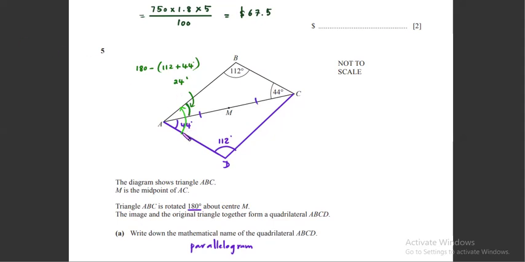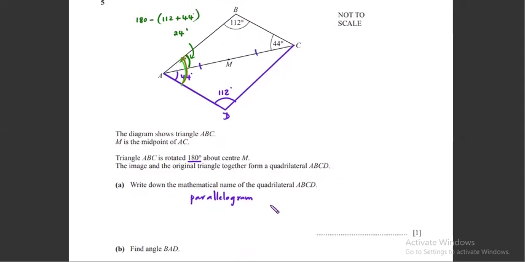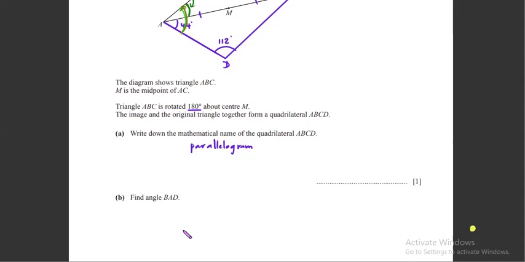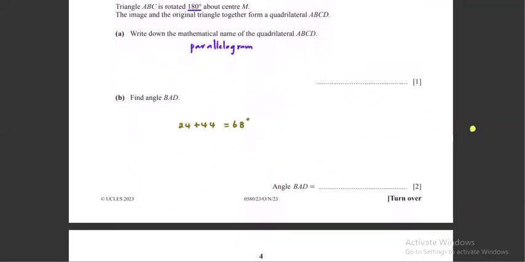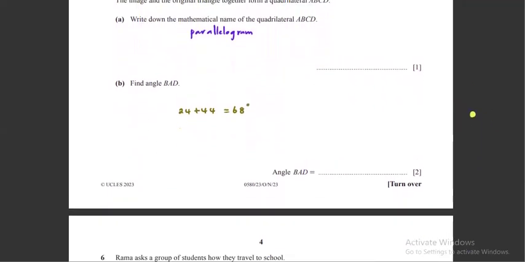We are now supposed to calculate the value of this complete angle for us to find what BAD is, which is to add this 24 and 44 together. When we add 24 and 44 together, it gives us 68 degrees. This is the value of the angle BAD. Now let's move on to the next question that we have, which is question 6.